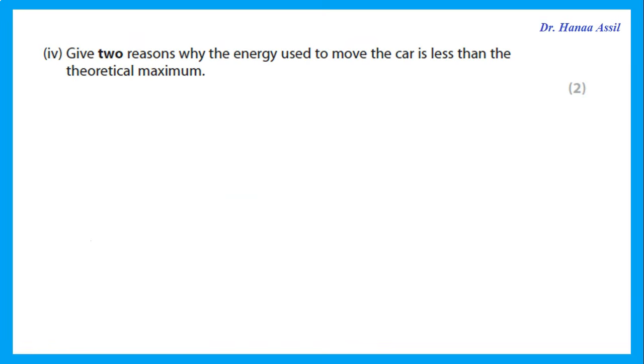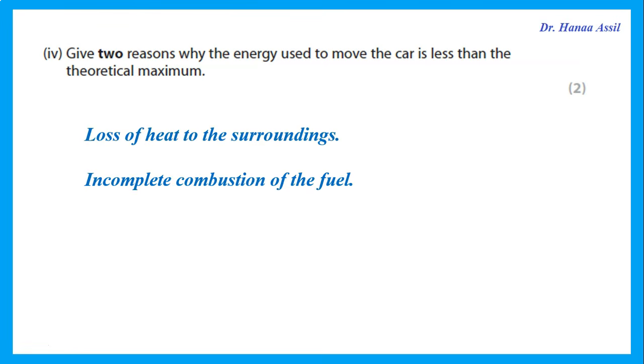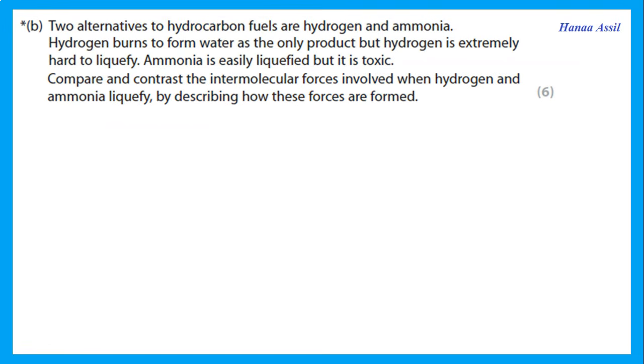Give 2 reasons why the energy used to move the car is less than the theoretical maximum. Where did the rest of the energy go? Well, we have loss of heat to the surroundings, and we could have incomplete combustion.